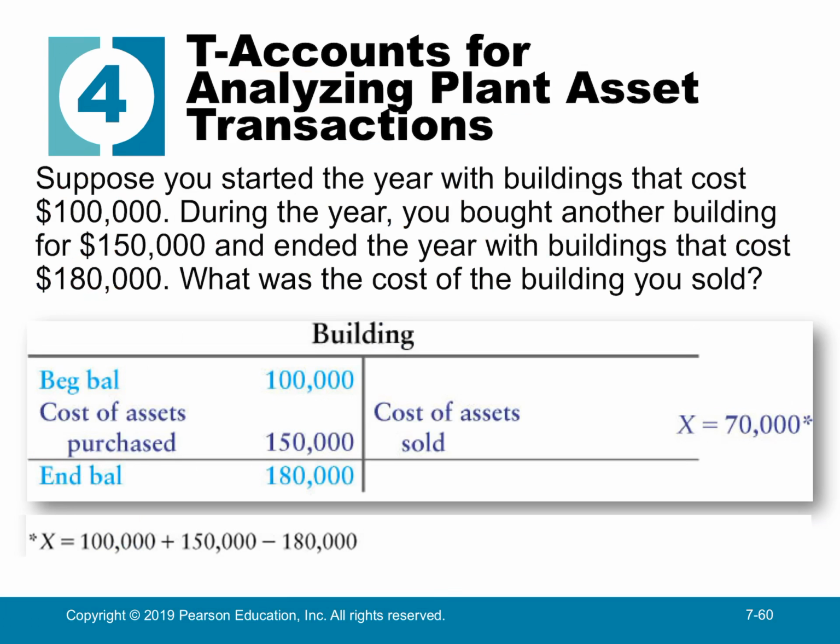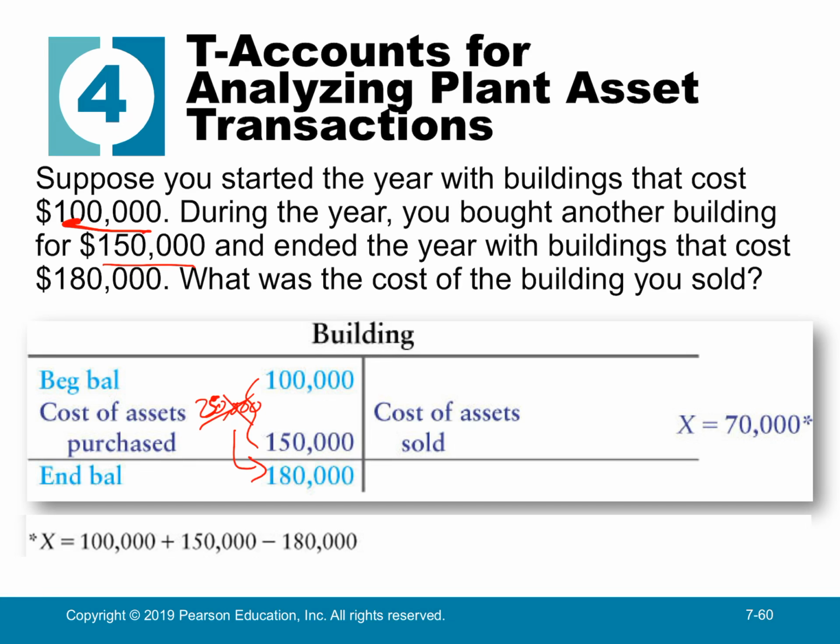So here, let's look at some buildings as an example for this analysis, right? You have some buildings that cost 100,000. You bought another building for 150,000. So how much should you have in ending balance here? 250,000, right? But you don't. You have 180,000. So what must have happened?